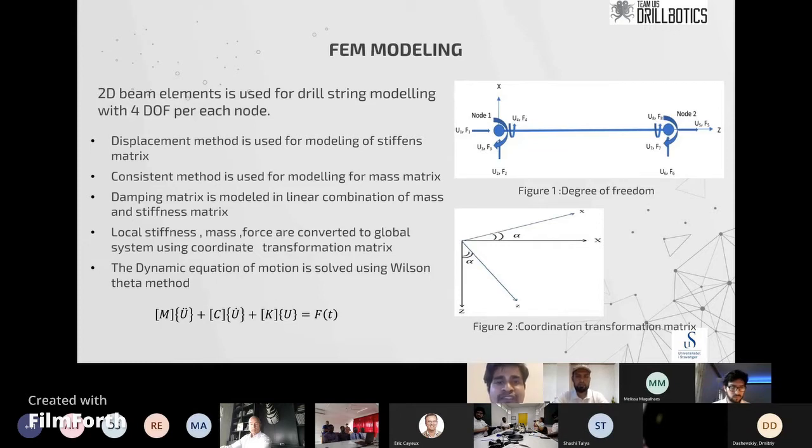Each element has a model for stiffness matrix and mass matrix using displacement method and consistent mass method. The damping matrix is modeled with the linear combination of mass and stiffness matrix for local elements. The local elements of the system need to be transferred to the global system. For this, a transformation matrix is modeled to obtain the global stiffness matrix and mass matrix. The dynamic equation of motion is solved using the Wilson theta method.